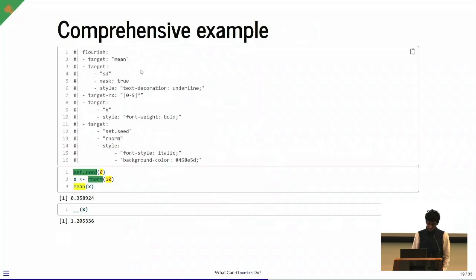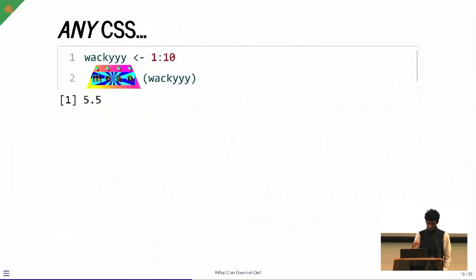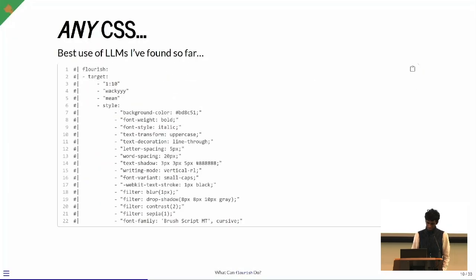So let's say here you wanted to target 0. There are 2 zeros in this code chunk. If you wanted to highlight just the first 0 or just the second 0, you can't do that as of now. So specifying the number of matches or targeting specific ranges of chunks would be nice. Also document level YAML. So if I wanted to keep these monstrosities on multiple code chunks, I would have to copy this whole thing every single time, which is a bit of a pain.